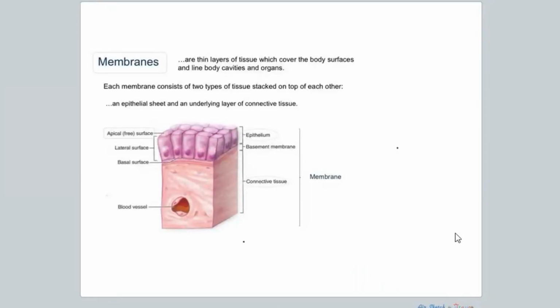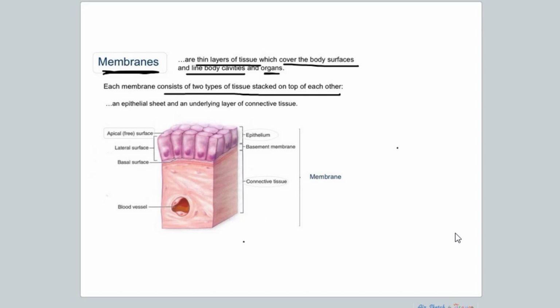Okay, so the last thing I want to talk about in this first bit of material are membranes, and this really incorporates a lot of the stuff that we've already talked about. So what membranes are, are thin layers of tissue that we find in specific locations in the body. Specifically, membranes are going to cover the body surfaces, they're going to line body cavities, and they're also going to line organs. And what all of these membranes have in common is that they each consist of two types of tissue stacked on top of each other.